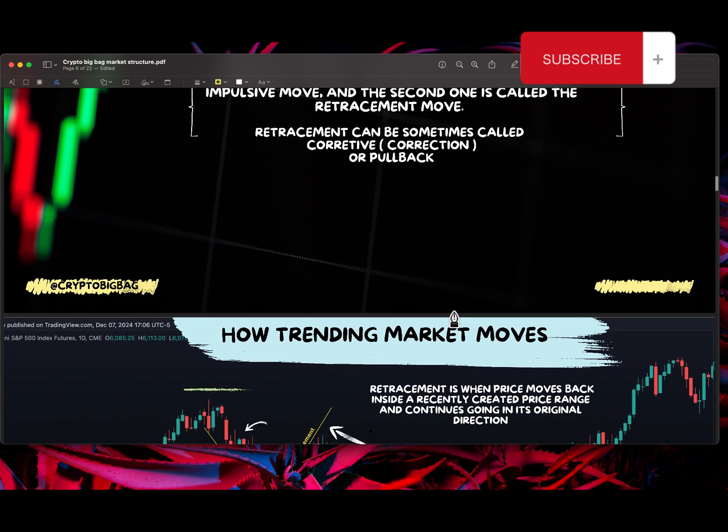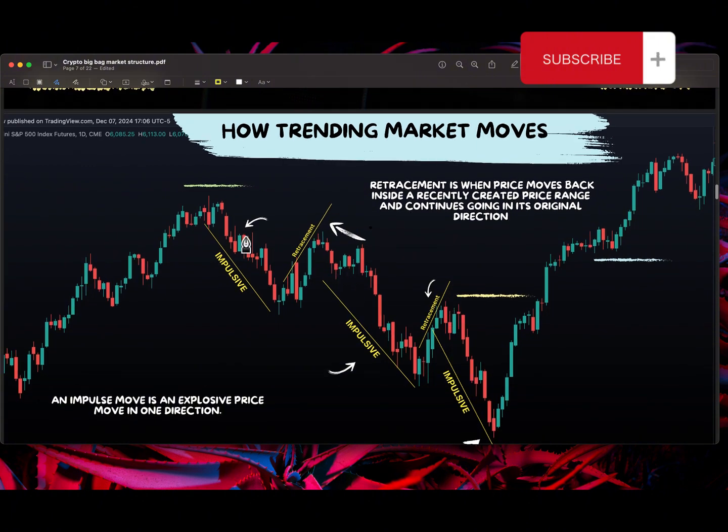Now that you understand that, I will show you a visual representation. You can see this was a move down. On a downtrend, it was an impulsive move. Why is it a downtrend? We have a high, a low, a lower high, and a lower low, just like the definition, a series of lower highs and lower lows. The first move down is an impulsive move. This is a retracement, impulsive, retracement, impulsive. So you understand that.